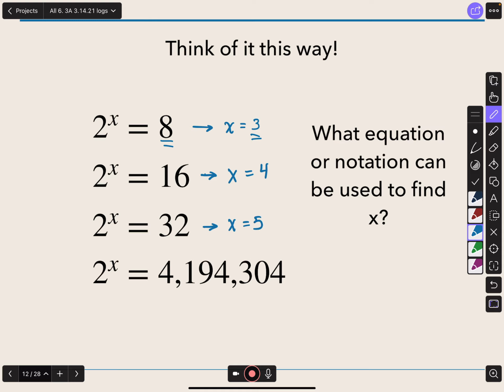But how the heck can we solve this then? How can we figure out what x is on this 2 to get 4,194,304? And that's what logarithms tell us. Logarithms tell us the exponents on a base that will give you whatever the result is you desire.